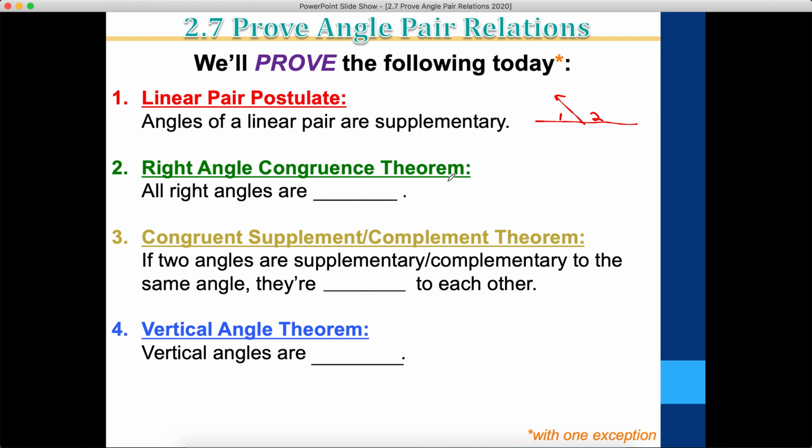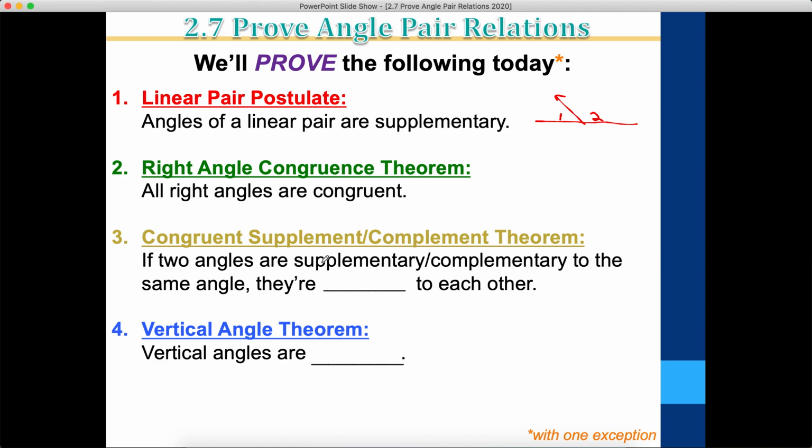Number 2 here, right angle congruence theorem. This is exactly what it sounds like. It says that all right angles are congruent to each other. That barely sounds like a theorem because it sounds so unimportant. But the actual steps of saying that right angles are all 90 degrees, and if they're all 90 degrees, then all their measures are equal to each other, and if their measures are equal to each other, then therefore they're congruent. That's tedious. We could just sum that up by saying the theorem says they're all congruent to each other.